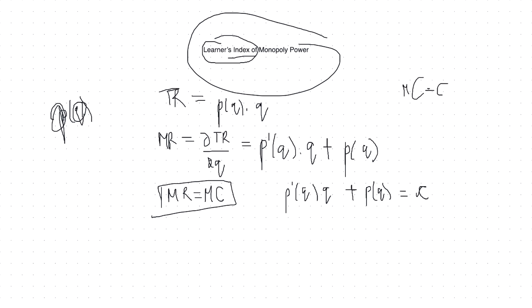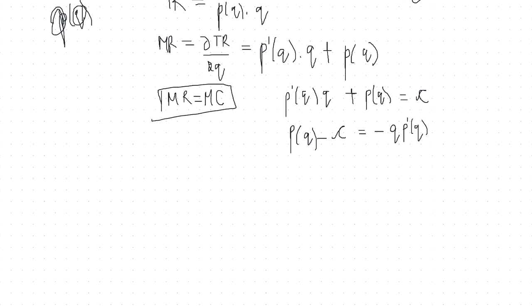Now what you do is take this c over here. So your P(Q) minus c is nothing but minus Q into P'(Q). This P'(Q) is the derivative of price with respect to quantity, assuming that price is a function of quantity, as I'm writing. Now I have this equation, and I'm going to do certain manipulations.